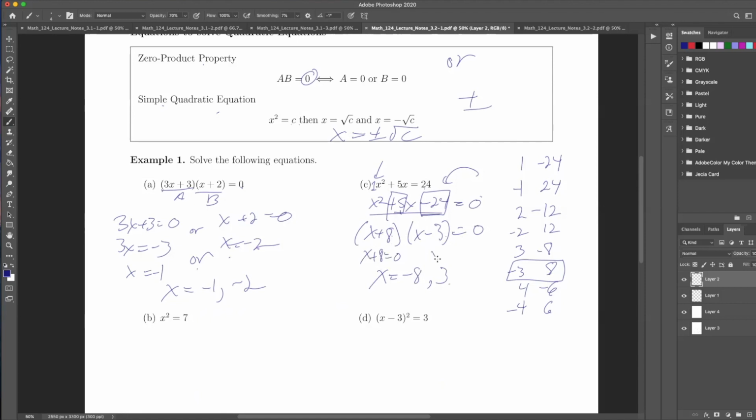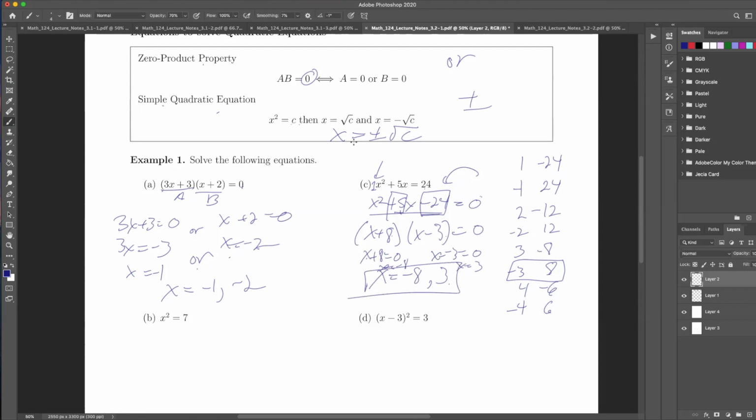Either x plus 8 was 0 or x minus 3 was 0. So that means x equaled minus 8, and this means x equaled positive 3. If you can skip this step, because you've done it enough times, that's fine. If you still need to write it out, that's fine too. And so here we get our two answers.